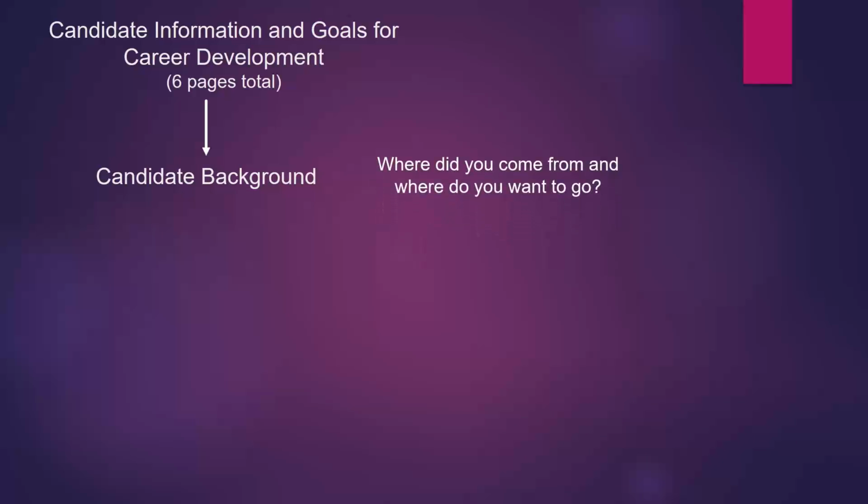So let's go over the candidate info and goals for career development. This overarching section is 6 pages total, but again, don't worry about page limits at this time. In future lectures, I'll remind you that you need to cut words to get things down to a certain page limit. So the first subsection in here is candidate background. So where did you come from and where do you want to go? The next section is career goals and objectives.